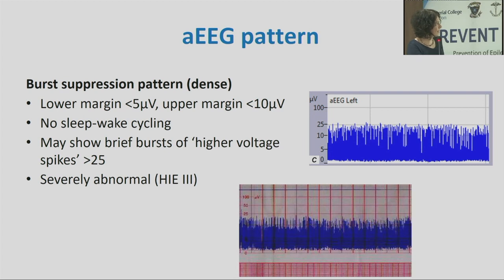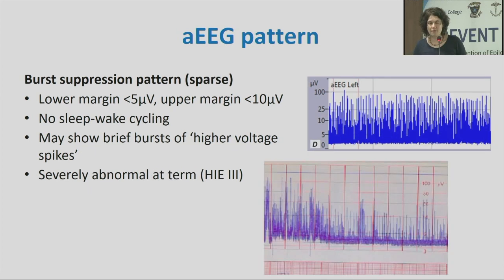There's no sleep-wake cycling, and there may be bursts of higher amplitude spikes. And this is severely abnormal. This is, for example, in HIE grade 3. There are 2 types of burst suppression pattern, the dense burst suppression pattern and the sparse burst suppression pattern. In sparse, there are less of the spikes, so the spikes become even less dense. Again, lower margin is below 10, upper margin is below 10, and it's always abnormal, it's severely abnormal at term or at any age.